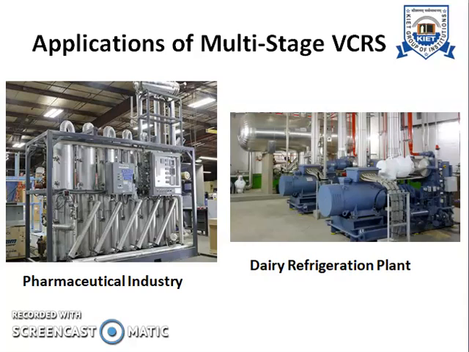Now, as far as applications of multi-stage vapor compression refrigeration systems are concerned, there are a number of applications where these systems are generally used. The first example I discussed in the first slide, that is the cryogenic slide, where I discussed an example of the food processing industry. Apart from this, we have the application of these systems in the pharmaceutical industry as well as in dairy refrigeration plants.